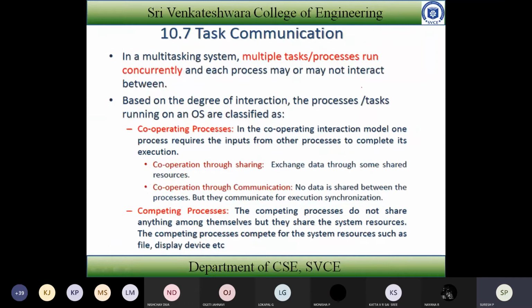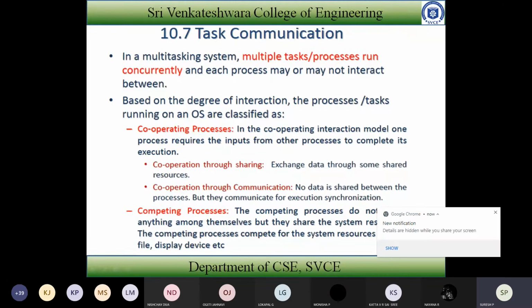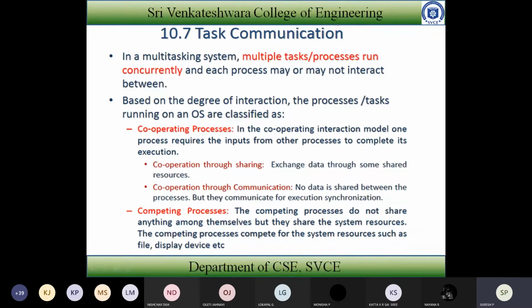Does anybody have any doubt in multiprocessing and multitasking? Okay, if you don't have any doubt, let's move further. The next topic is task communication.